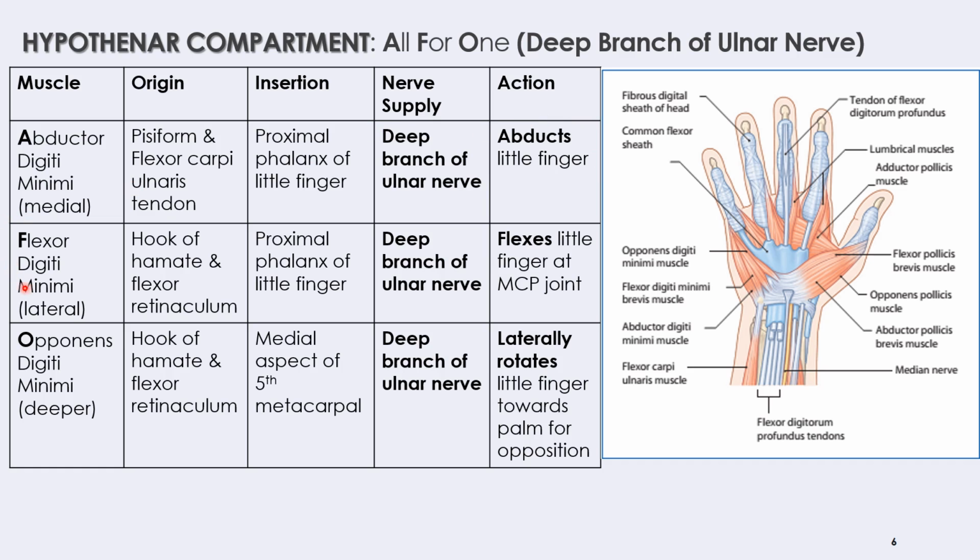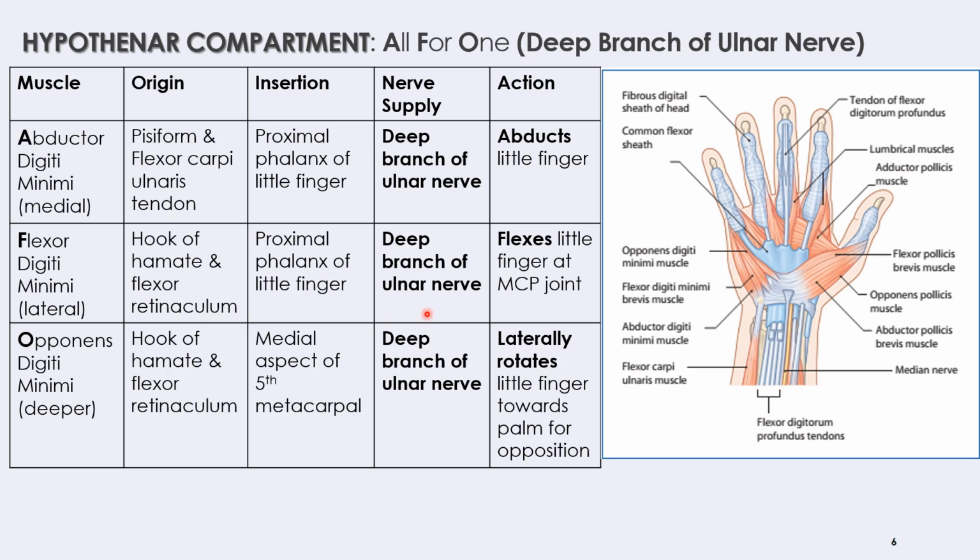Next, we have the flexor digiti minimi, that is lateral to the abductor digiti minimi. It originates from the hook of hamate. The hamate is also a carpal bone in the hand, and it also originates from the flexor retinaculum. It inserts at the proximal phalanx of the little finger.